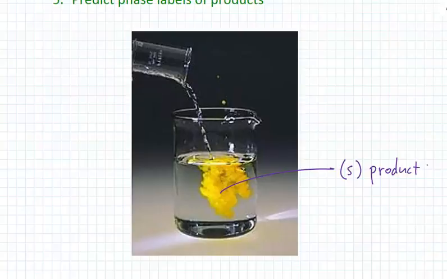Okay? So what we're going to do at the start next time is use solubility rules just from a compound to be able to predict whether it forms an aqueous product or a solid product. Okay? And that'll tell us whether or not a reaction happens and what their phase labels are.